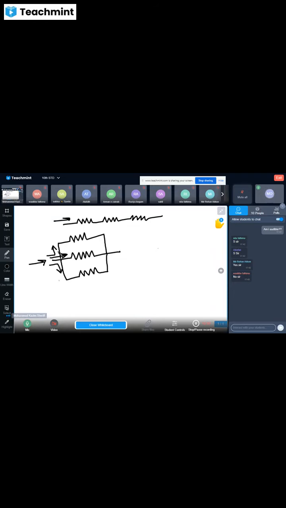Now, when it is connected in parallel, that means the current will divide. The current will divide, and then it will flow into each resistor in a divided mode separately.